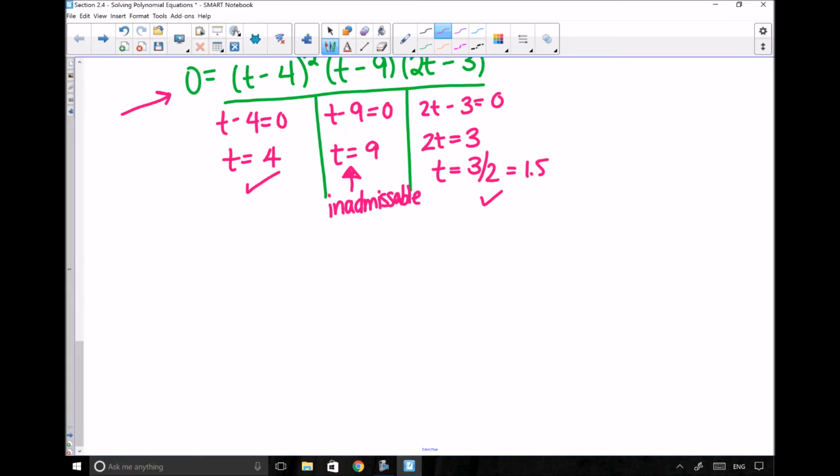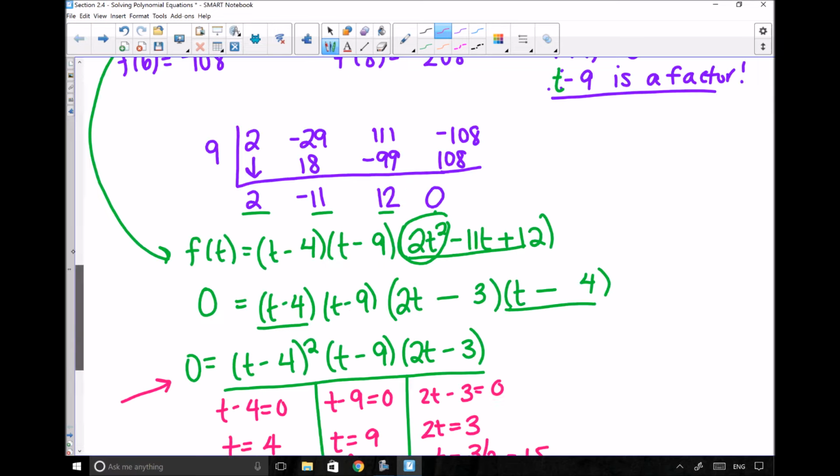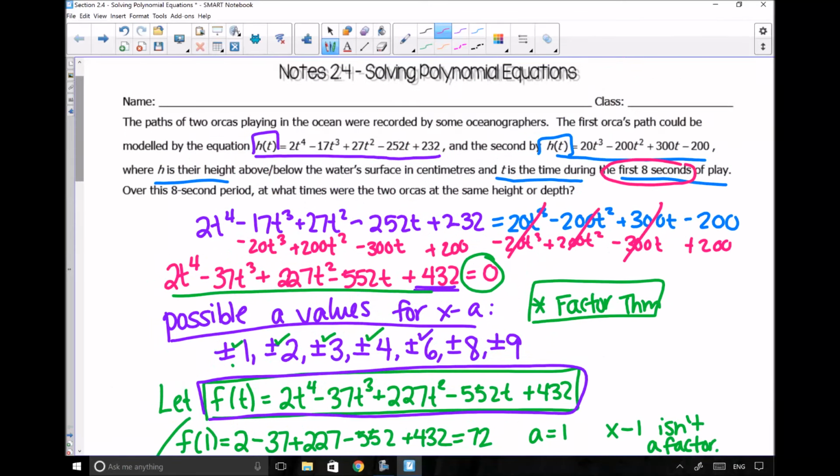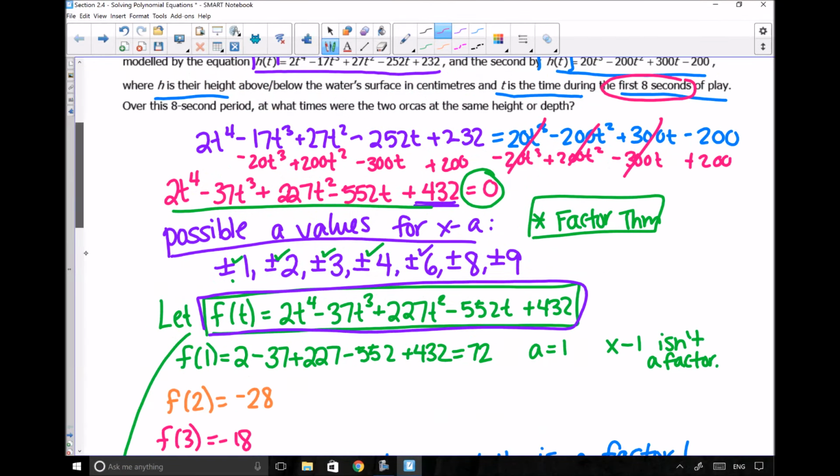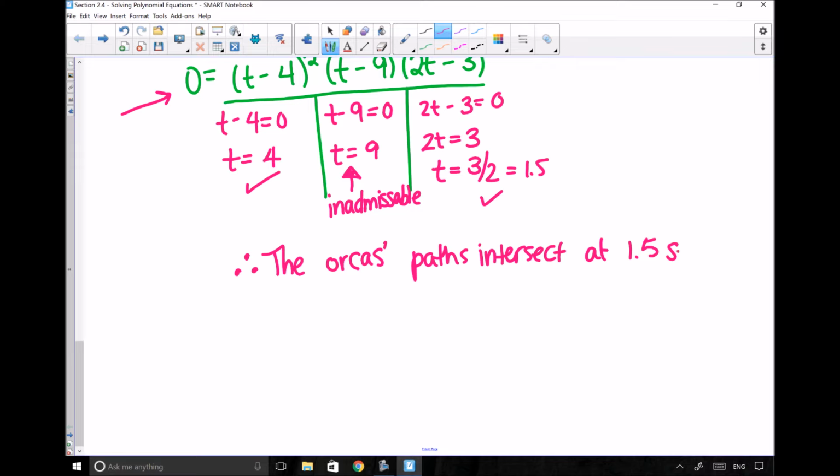So therefore, we can say the orcas' paths intersect at 1.5, and let's see what the unit is. I believe it was in seconds, so it's 1.5 seconds and 4 seconds, and that's our answer.